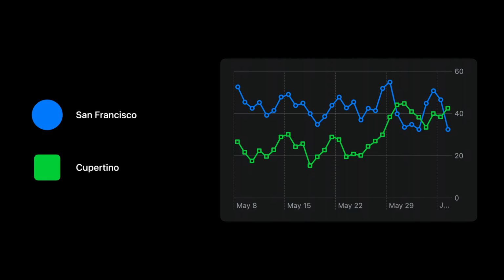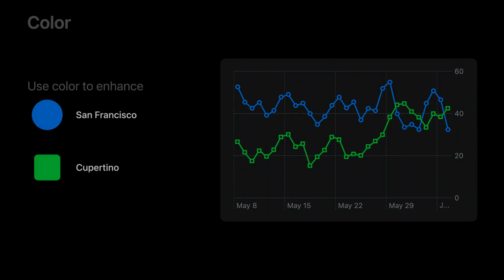We can add color to enhance this difference. It's important that color is added on top of the symbols here. Some people with color blindness may not be able to distinguish the lines otherwise. This practice is especially important for system settings like differentiate without color.